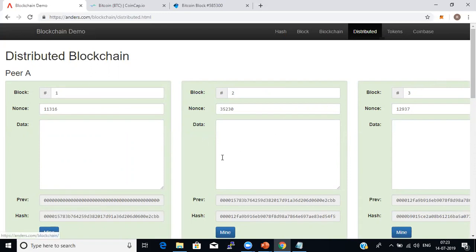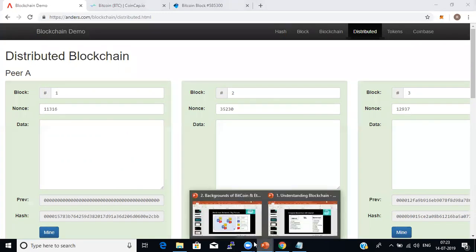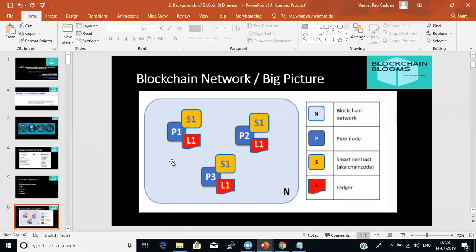So once again, come back to this screen. At any point of time, I'm not talking about this S, this is smart contract. Smart contracts are not there in Bitcoin. We have the smart contracts concept in Ethereum. We will see smart contracts in some other sessions. For now, at least you need to understand what is a peer, what is a ledger, what is a network. Okay, next.